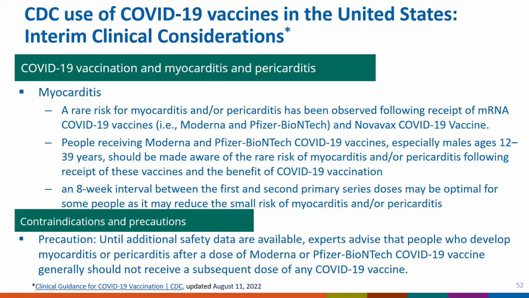They concluded an 8-week interval between the first and second primary doses may be optimal for some people, as it may reduce the small risk of myocarditis. And then there's a precaution that said until additional safety data are available, experts advise that people who develop myocarditis after a dose of Moderna or Pfizer should not receive a subsequent dose.